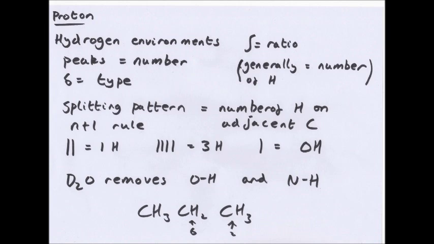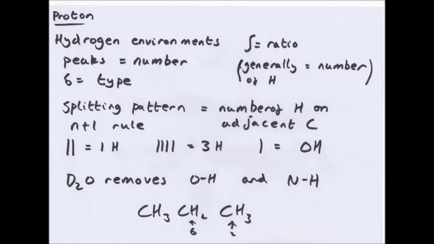Proton, this is when you look at hydrogens. Now this looks at hydrogen environments. So if you have CH3, you're looking at the hydrogens rather than the carbon. And it's very similar. The number of peaks equals the number of hydrogen environments. The chemical shift equals the type of hydrogen environment. The integral equals the ratio of each environment.